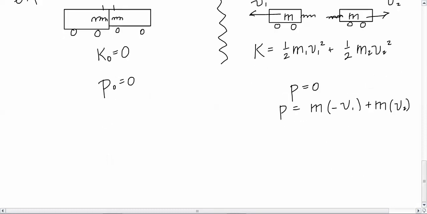So, momentum is conserved in all collisions. Energy is conserved in elastic collisions. Kinetic energy is not conserved in inelastic collisions.